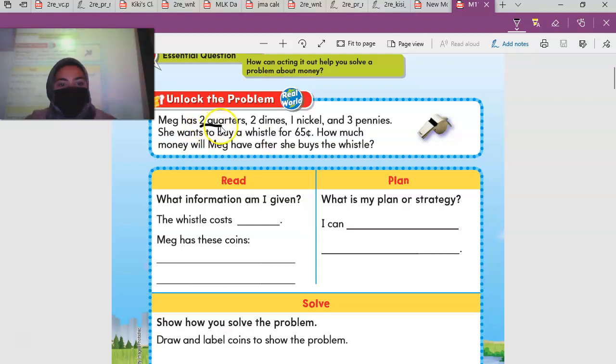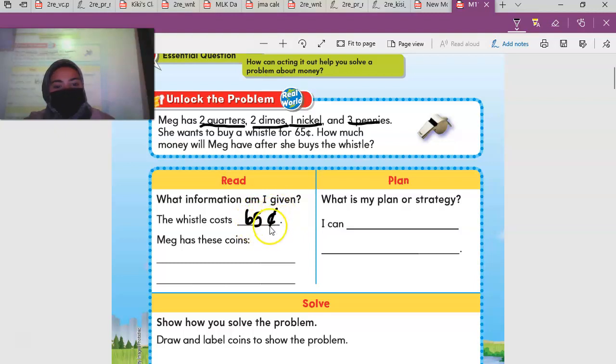So she has 2 quarters, 2 dimes, 1 nickel, 3 pennies. How much money is that? Or first, what information am I given? How much does the whistle cost, class? 65 cents. It costs 65 cents.